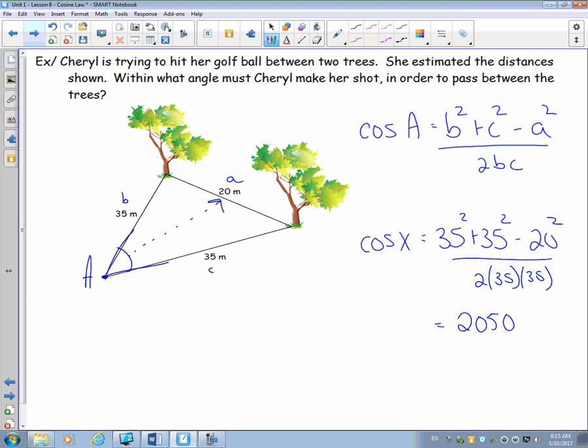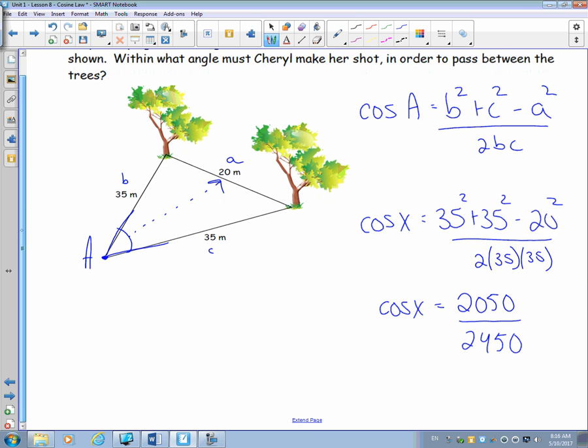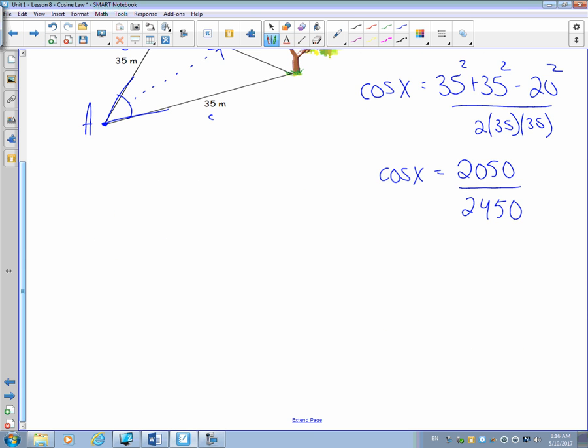So on the top we get 2050. On the bottom we can get 2450. That's cos x. I want to get x, the angle, so I need to take an inverse, the inverse of whatever this number happens to work out to. And I'll let my calculator figure out that number. And I got 33.2 degrees.